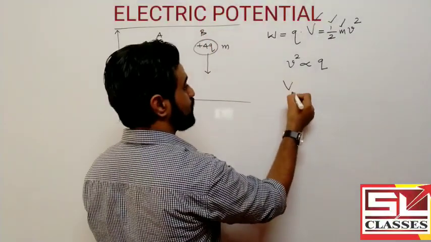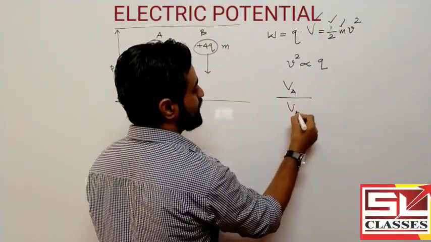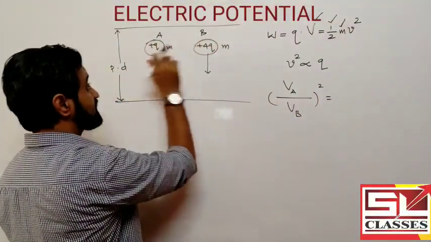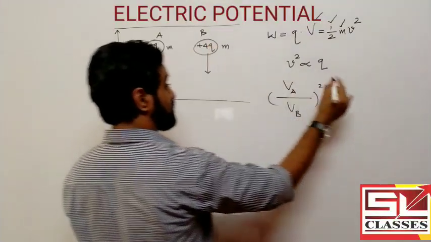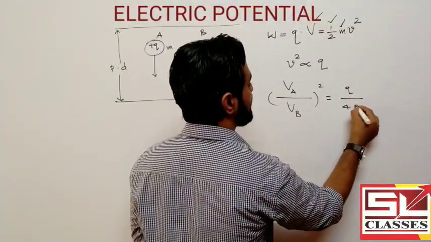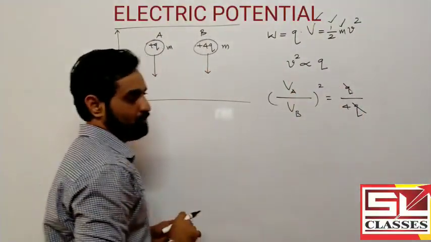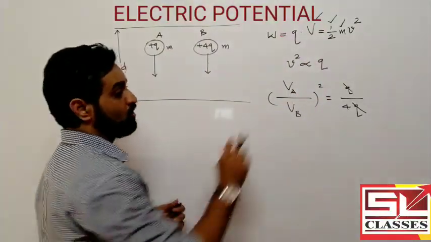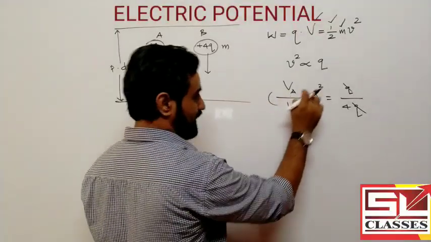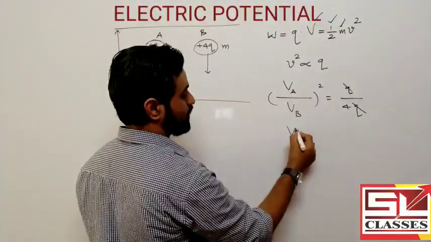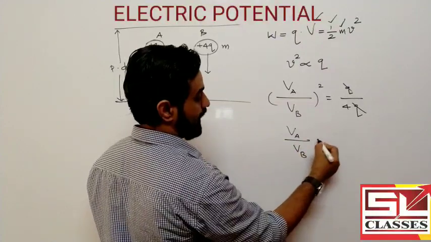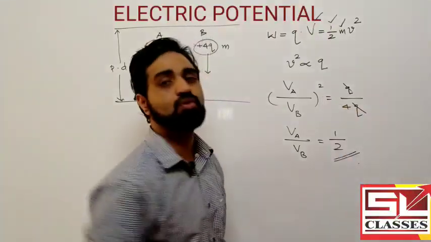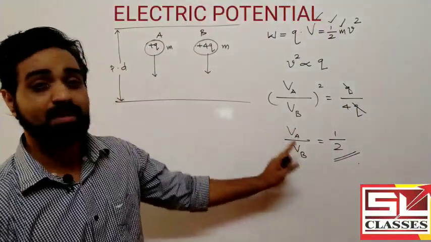So what is the ratio? VA by VB, the square, should be equal to the ratio of charge. One is plus Q, the other is plus 4Q. So Q divided by 4Q, we can cancel this Q. This is VA by VB, the square, because V square is proportional to Q, not to V. So to get V, we have to take a root on both sides. When we take the root, we get VA by VB, and on the right side it becomes root of 1/4, that will be 1/2. So the ratio is 1:2, that is the ratio of velocity.